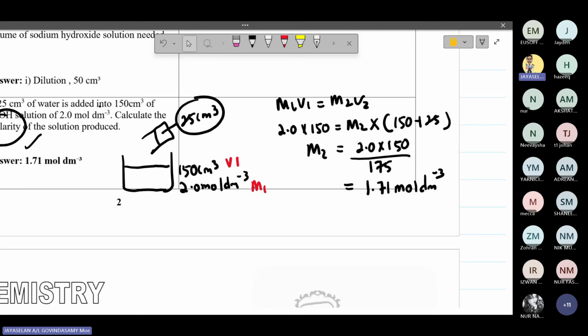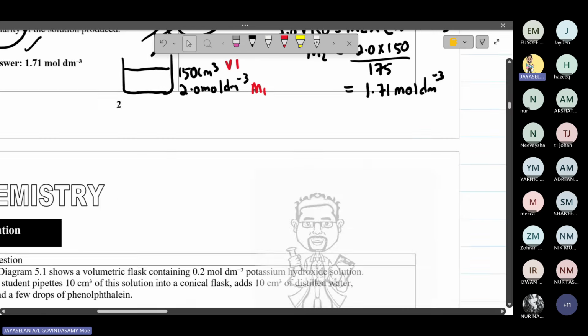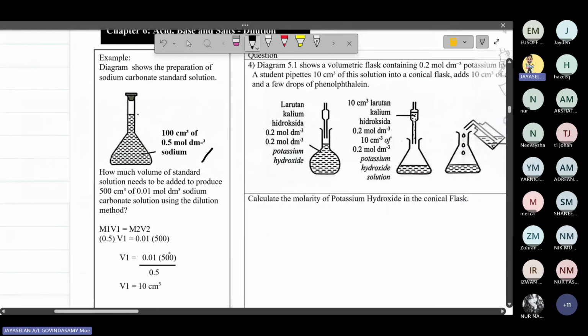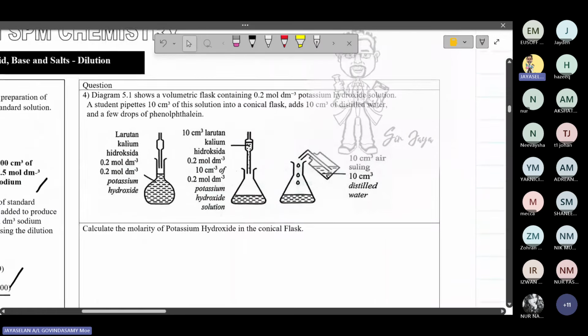Okay, can. Then they add water. When add water, use this formula. Can? So practice the first two. I will do one more question for y'all. Okay, so one more example. I already give it to y'all. So you just go through the example. Now look at this one.